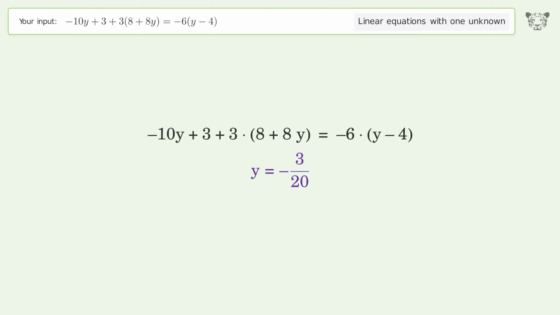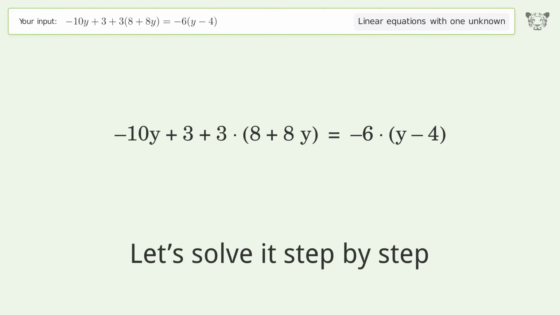You ask Tiger to solve. This deals with linear equations with one unknown. The final result is y equals -3/20. Let's solve it step by step.